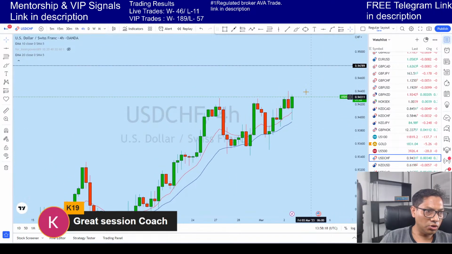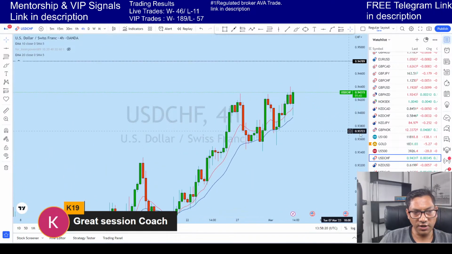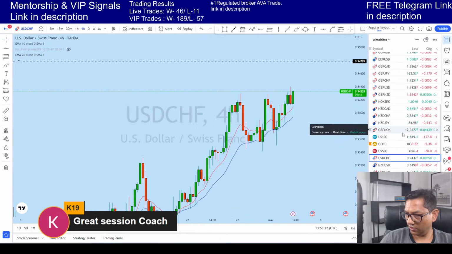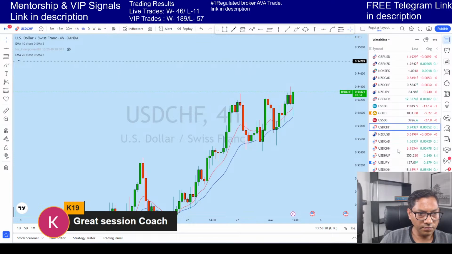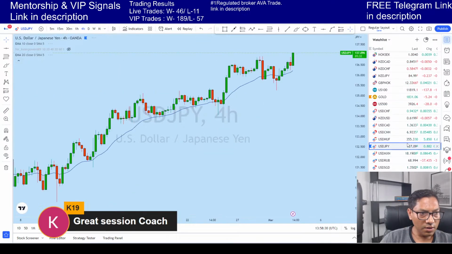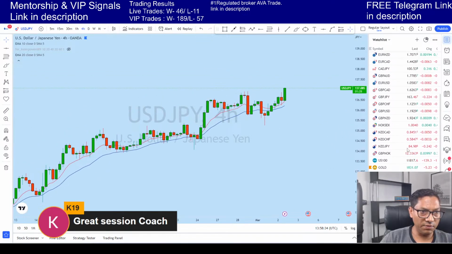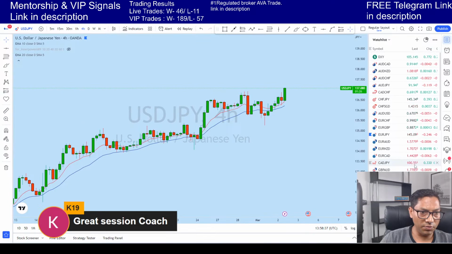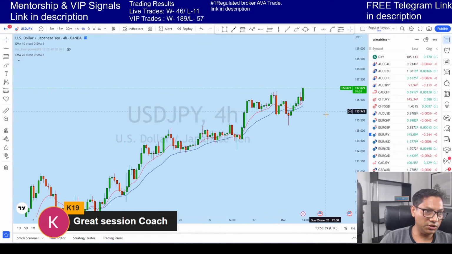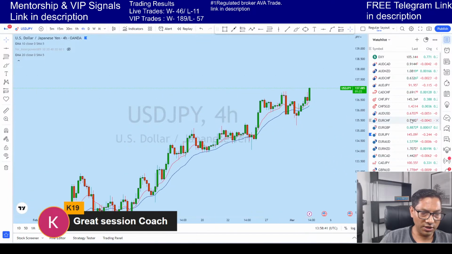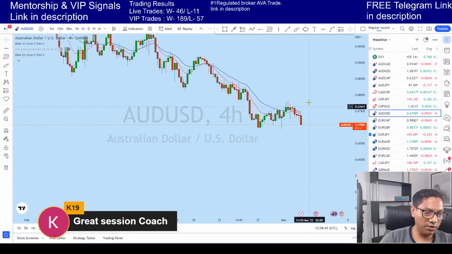in all of them, dollar Swiss franc for me is quite significantly bullish. And dollar yen also looks aggressively bullish. So dollar yen becoming aggressively bullish is a sign that the dollar is still significantly bullish. If I look at the AUD USD, we saw that there is a strong drop on this one.